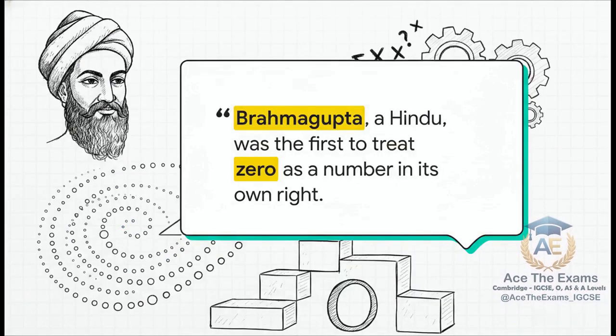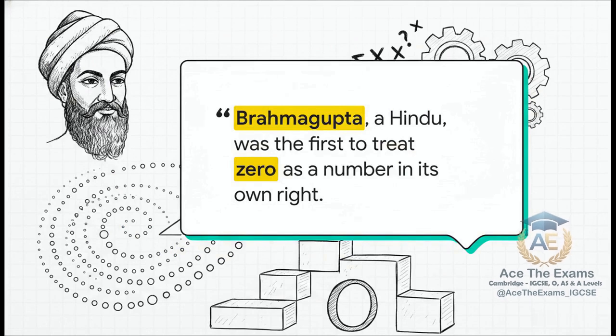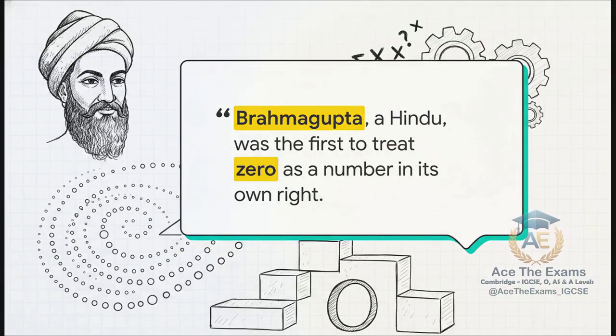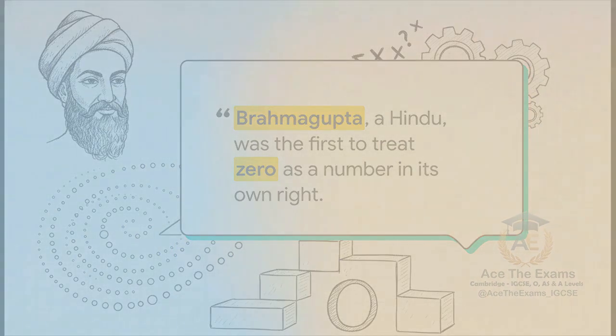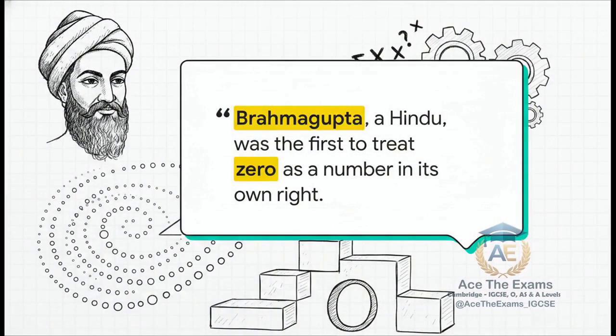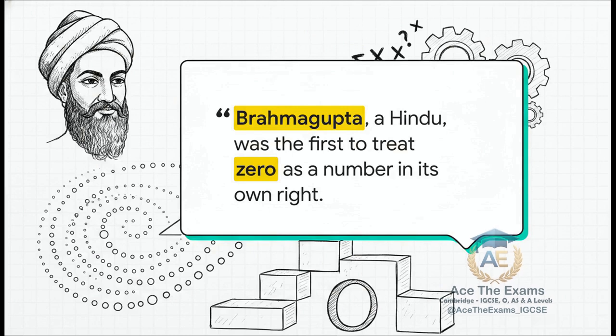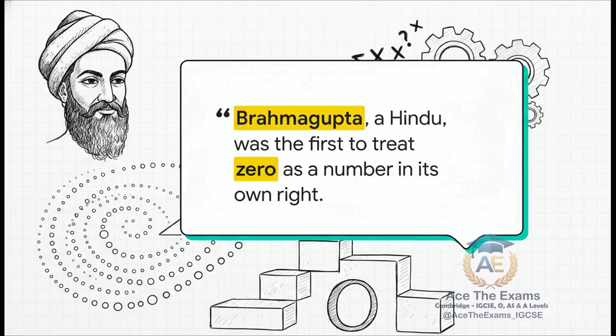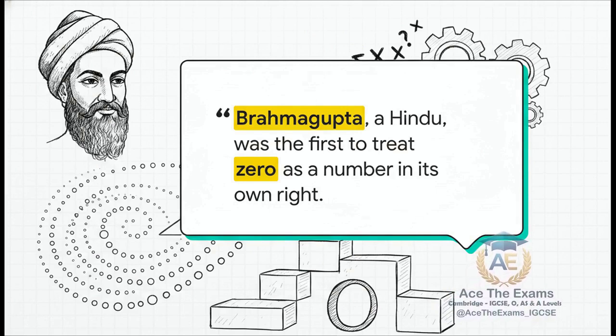Now, what's really interesting is the specific historical breakthrough regarding the 7th century mathematician Brahmagupta. He was the very first to treat zero as a number in its own right. It sounds so simple to us today, doesn't it? Zero, nothing. But treating zero not just as an empty placeholder, but as an actual manipulable mathematical value was a total paradigm shift. It was a real game changer.